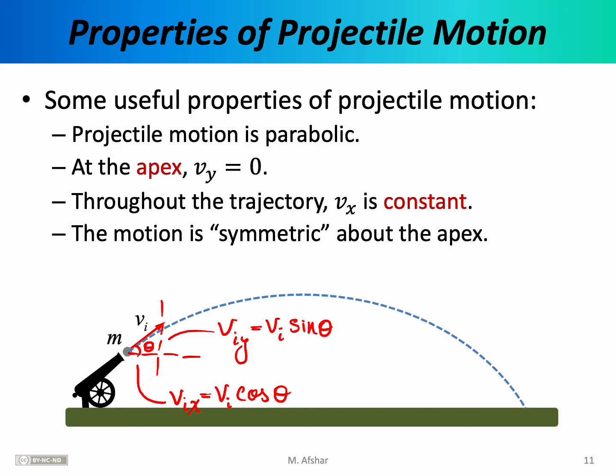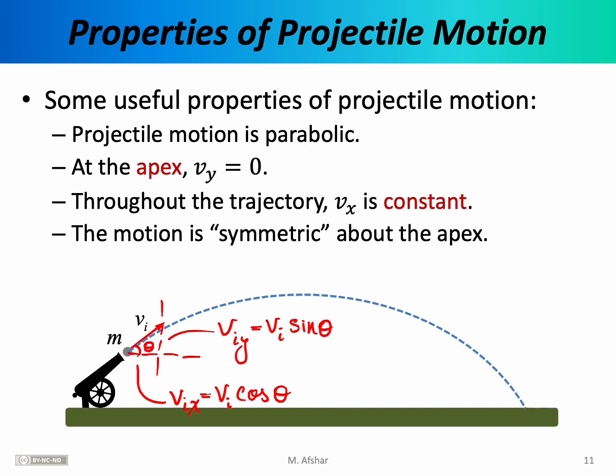It turns out that the motion is parabolic. This is something that we haven't really proven. However, if you look at the kinematic equations, you'll see that most of them are quadratic equations or second order polynomials, and these second order polynomials often describe parabolas.